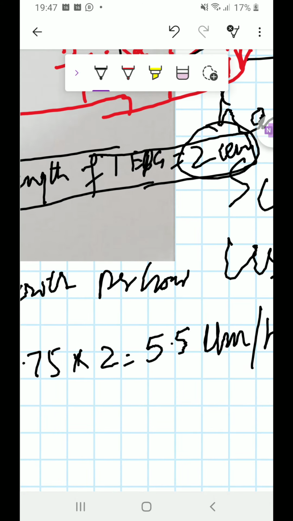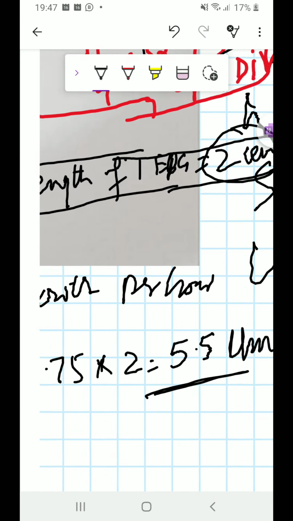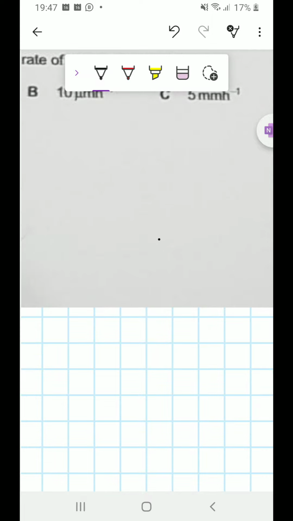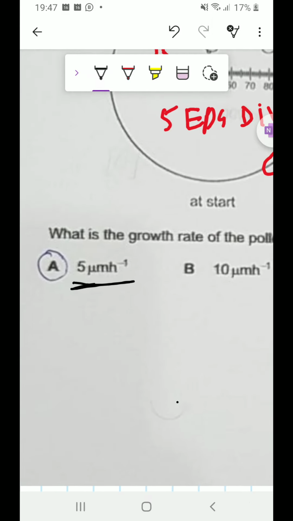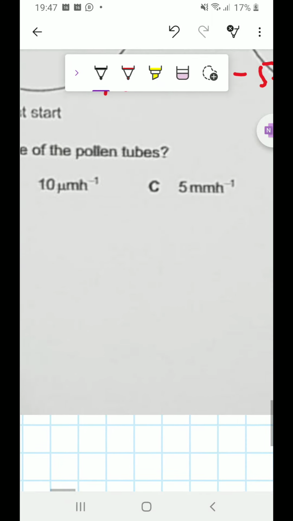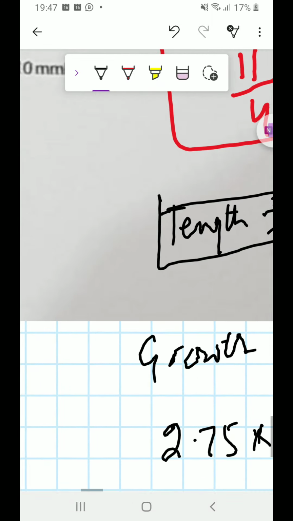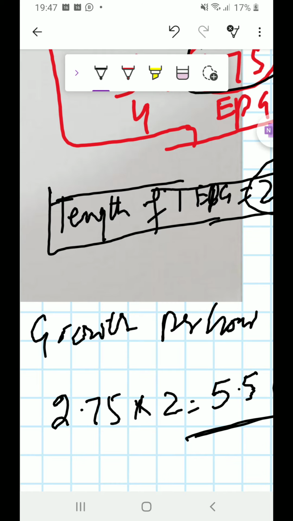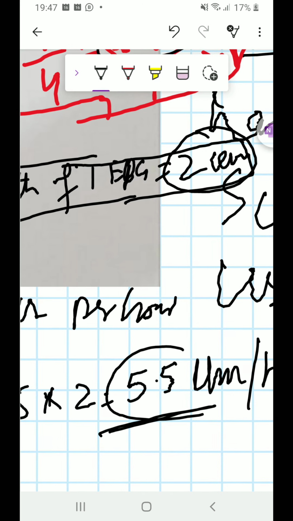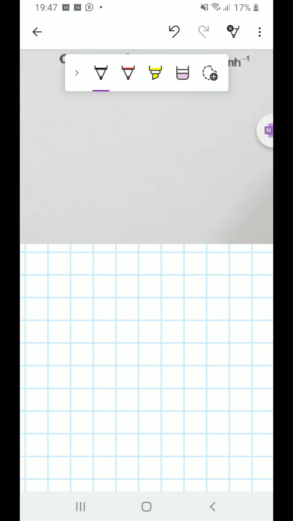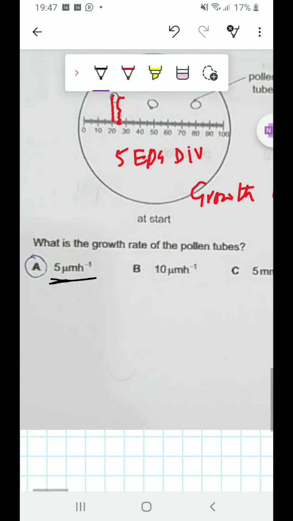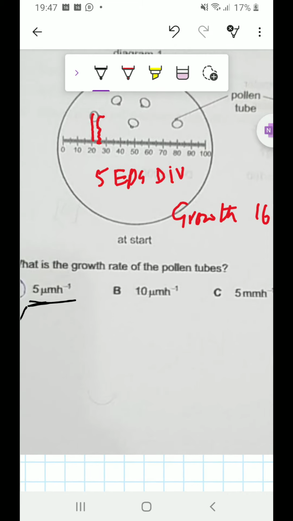This is our answer, so let's choose this answer from the options given here. Here we have 5 micrometers per hour. That is the closest answer, as 5.5 micrometers per hour is closest to this. So A is the correct choice. Hope you have understood it. Thank you.